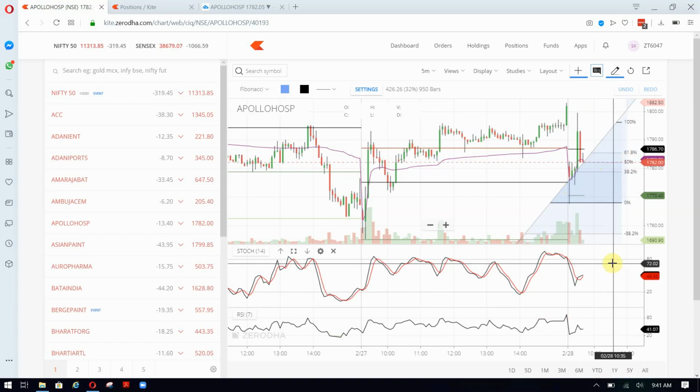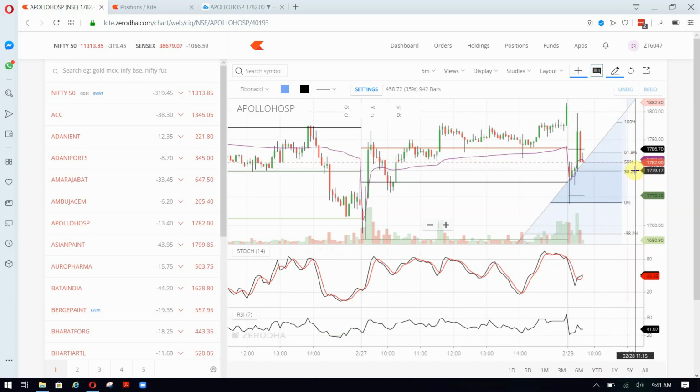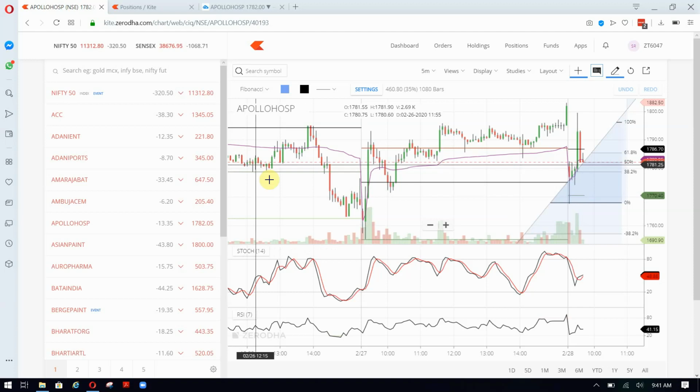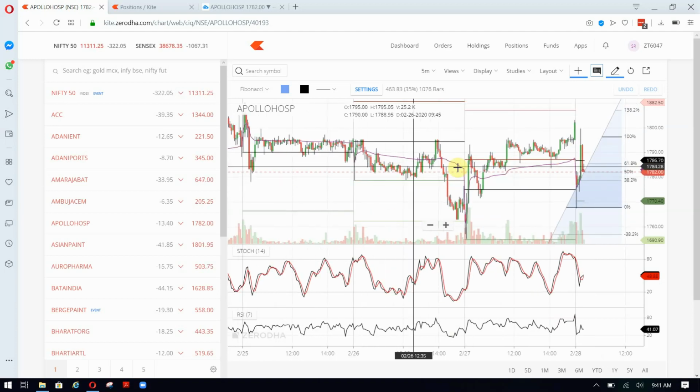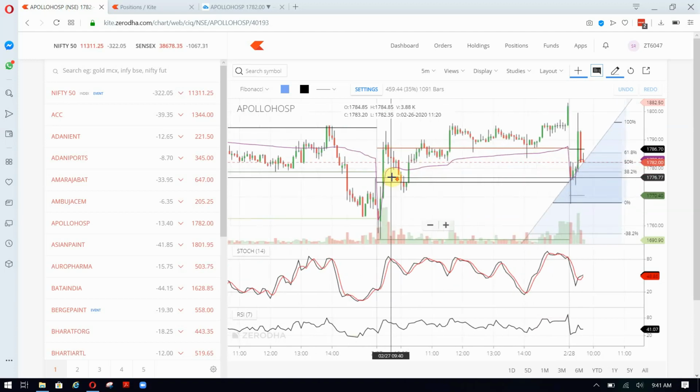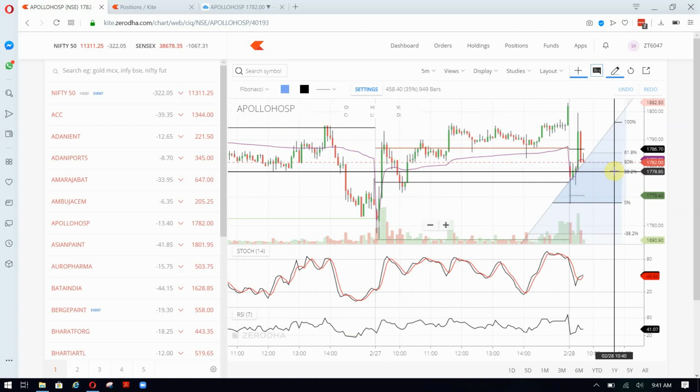Will it go further down? Yes, it can go further down up to this price, because see the previous support price, it reacted very well, and as per the Fibonacci it is 38 percentage. I believe strongly that it will go down for another 3 rupees, and test again here.